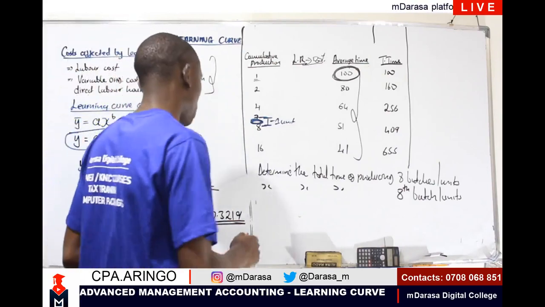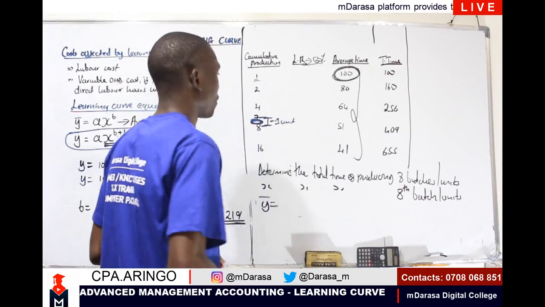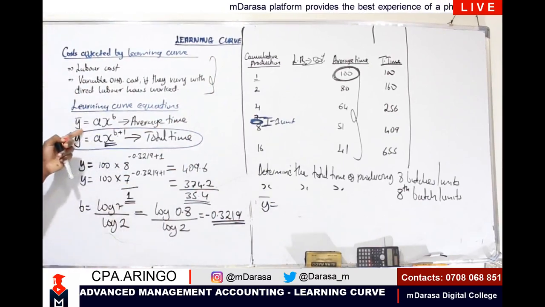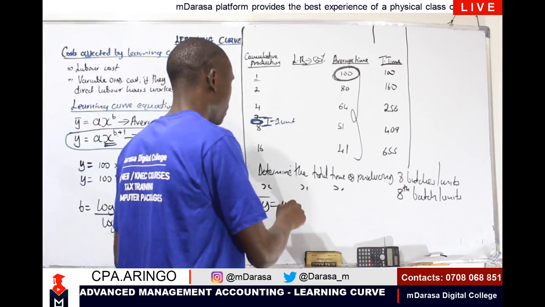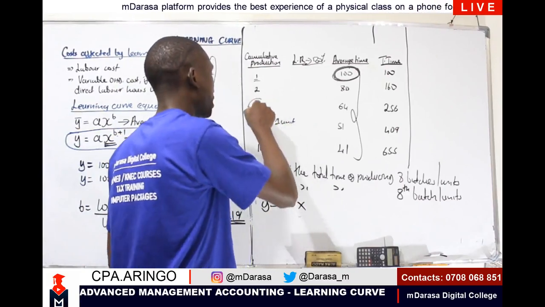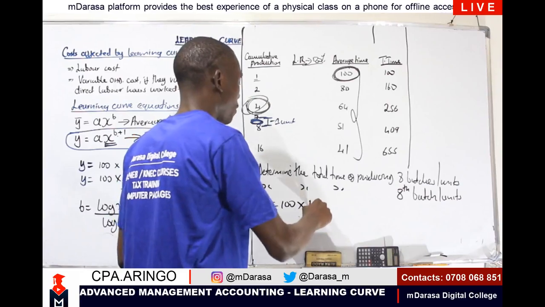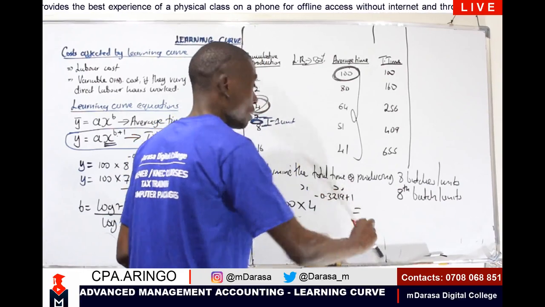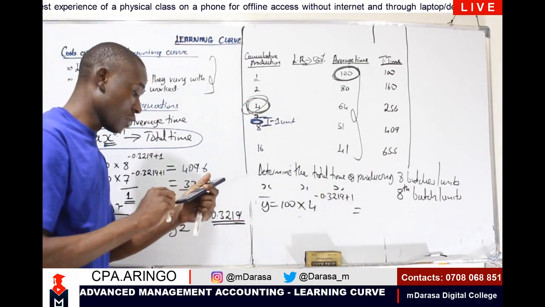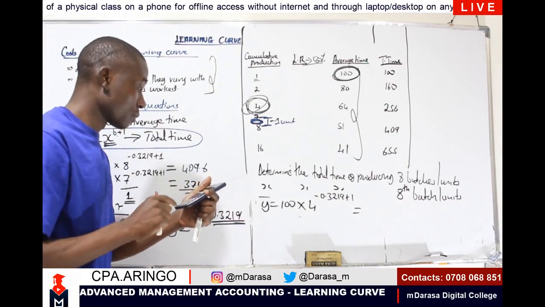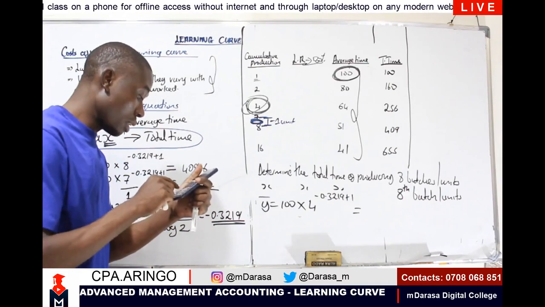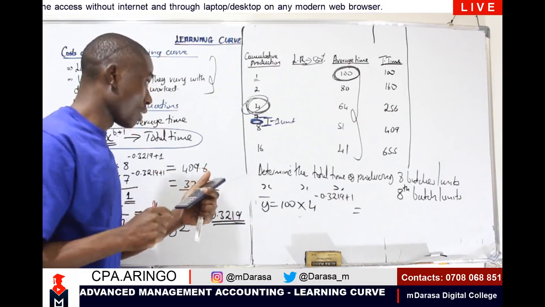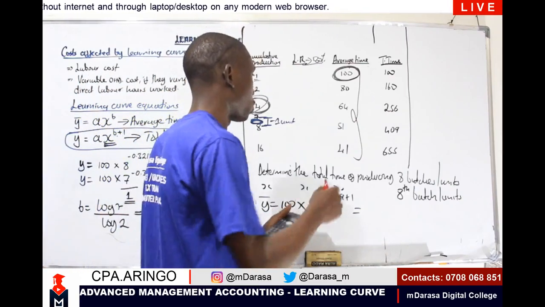Because also, when you are told, assuming the average time of producing, say, four batches, how do you determine that average time? So you have our formula here, A, which you know very well is 100. We multiply by, I'm looking at the average time of producing four batches, so 4 raised to the power negative 0.3219, of course plus 1. In that case, how much will you be having? 4 raised to the power of the answer times 100. So that should give us a figure of that is a total time.